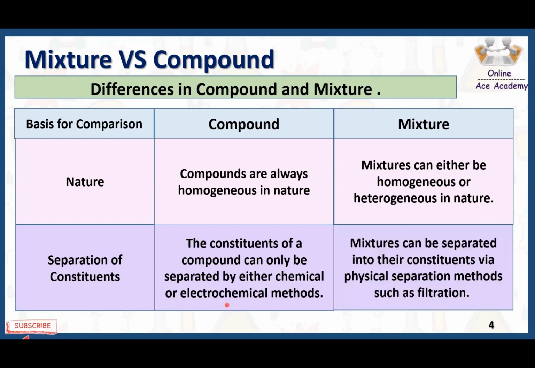The constituents of a compound can only be separated by either chemical or electrochemical methods. Say, for example, we have water. You are unable to separate hydrogen and oxygen from H2O by any physical means. But on the other hand, if we talk about a mixture, we are able to separate the constituents of the mixture by physical methods. Say, for example, filtration, evaporation. So we can separate mixtures physically, but we are unable to separate compounds physically.